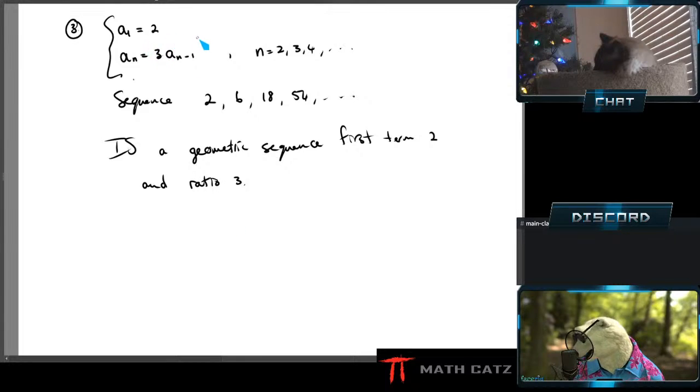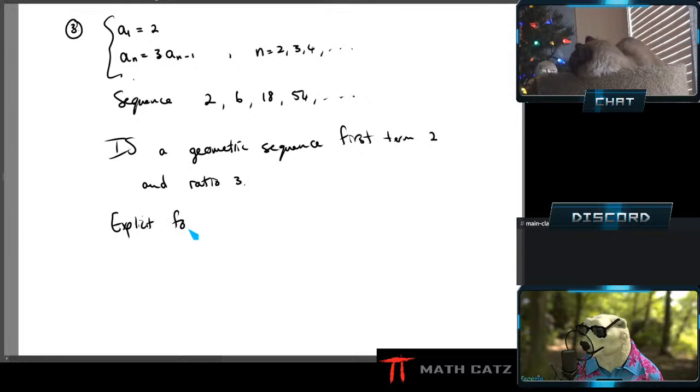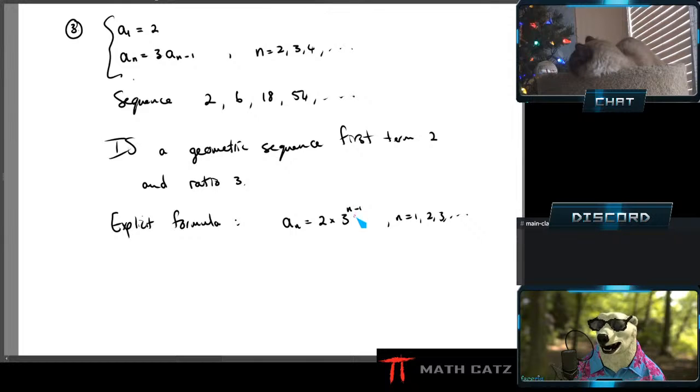Now, what they gave me was a recursive formula. I need to write down the explicit formula, the other kind of formula. But I have it memorized, so it's not a problem. First term times ratio to the n minus 1. And it works for all n. This n minus 1 is there for very much the same reason as the n minus 1 in my arithmetic sequence formula as well, right?